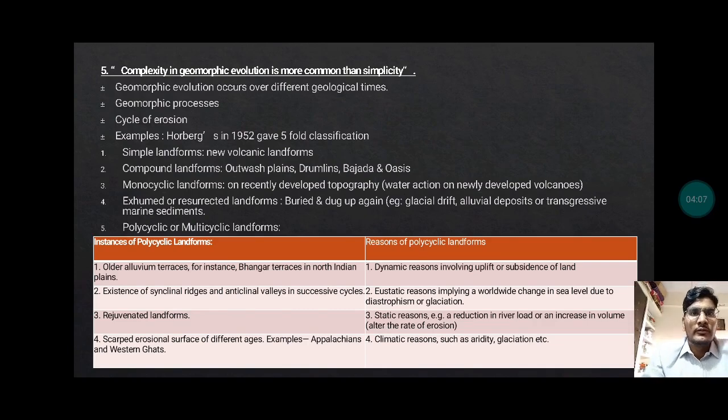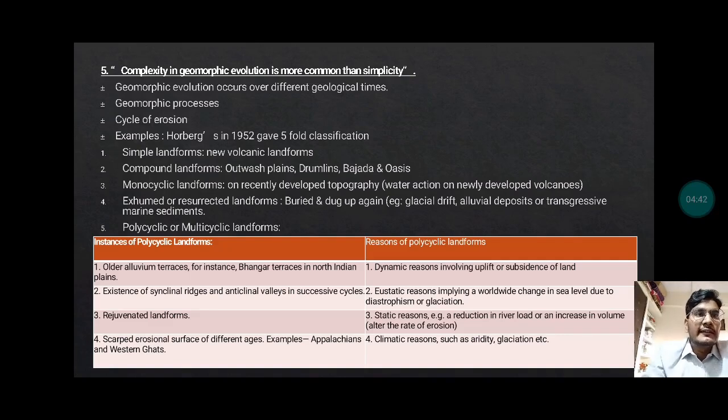Second type of landforms on the basis of cycle of erosion is exhumed or resurrected landforms. So exhumed or resurrected landforms are the landforms which were buried either in the Precambrian era or in Pleistocene or somewhere in between, but now they are visible on the Earth's surface again. So there can be some textbook examples like glacial drift, alluvial deposits like Bhangar, which are already very below, we can see in the case of the Gangetic Plain.